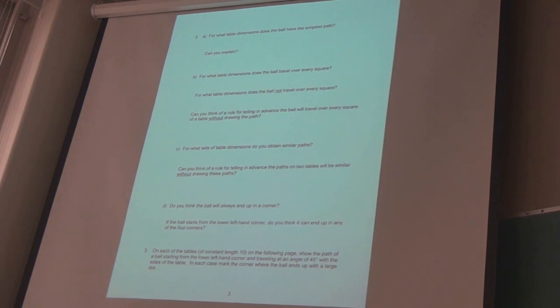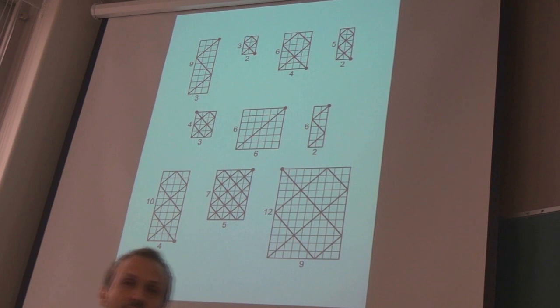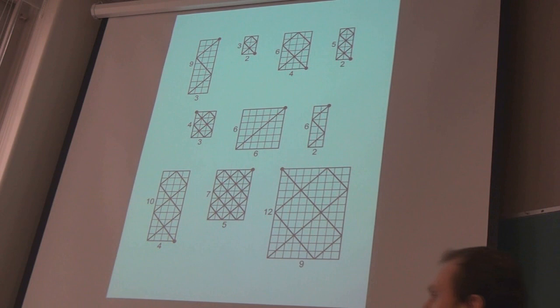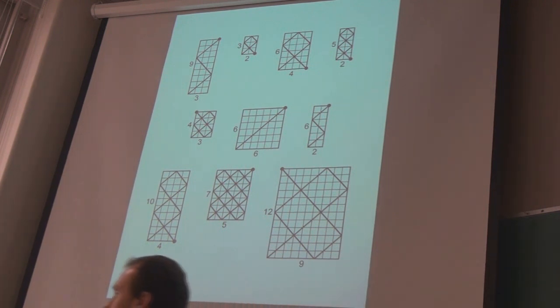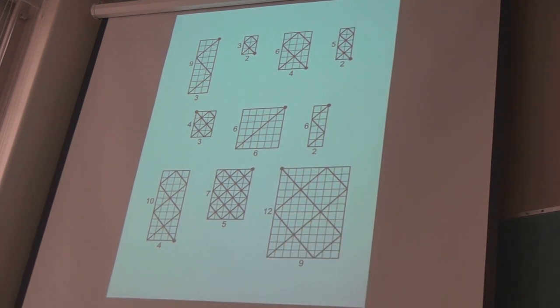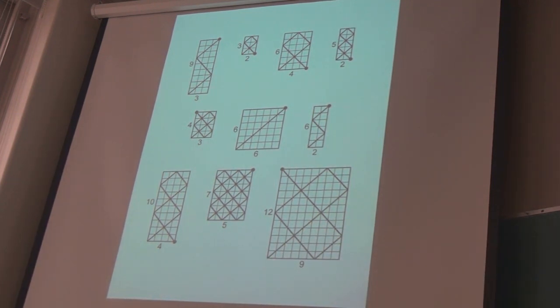For what table dimensions does the ball have the simplest path? I'm going to read it so that you can look at it in case your paths aren't correct. You can listen to the question and look at the examples at the same time. For what table dimensions does the ball have the simplest path? 6 by 6. Why do you think that is? Because if it's a square, it's just going to go diagonally to the opposite corner, and it doesn't have a chance to bounce.